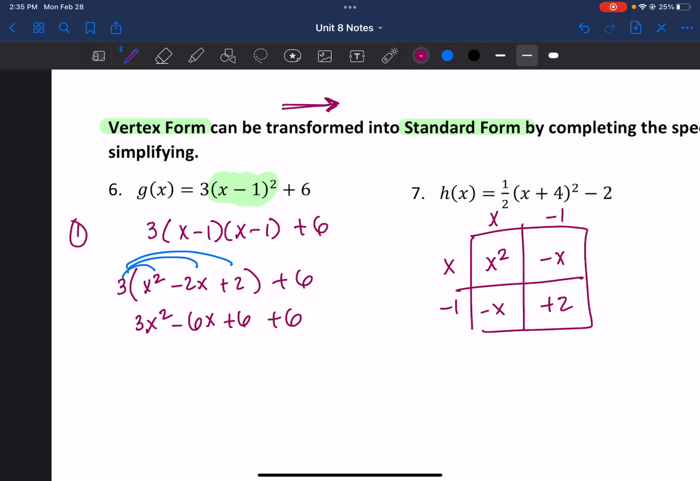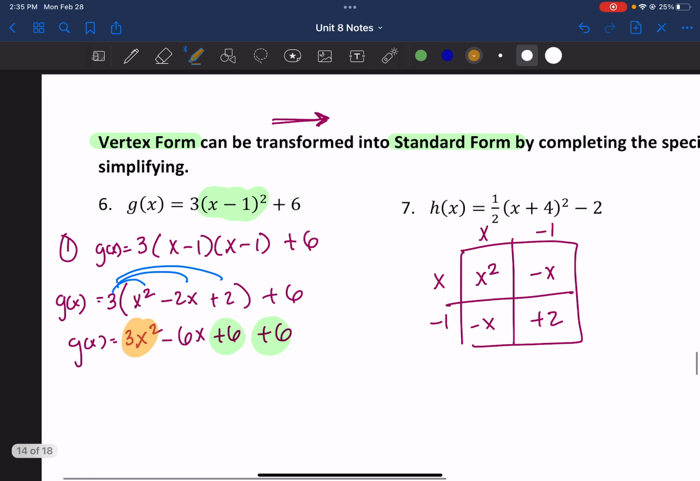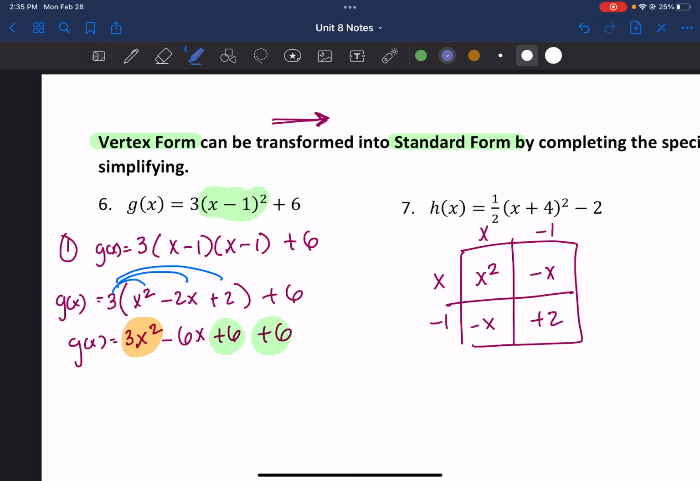Almost done. Oh, I should write this g of x. Each one should be a g of x. All right, g of x. Now combine like terms. What is 3 plus 6? Those are my only like terms that I have left, right? This is a like term here, this is a like term, and these are something else. All right, those are all different terms. So let's go combine it.